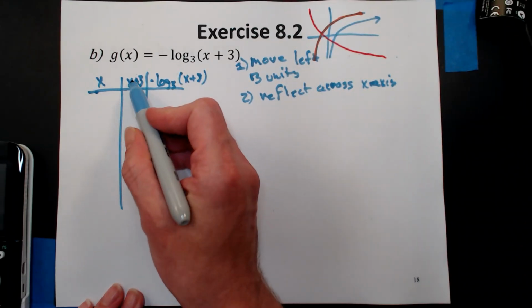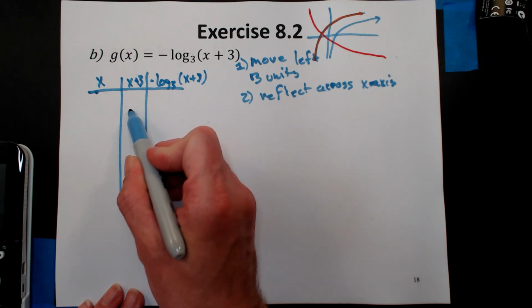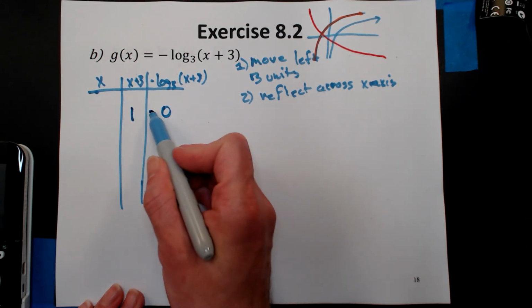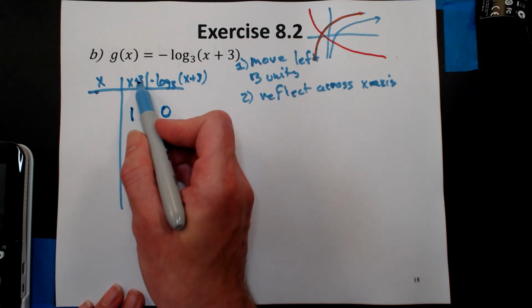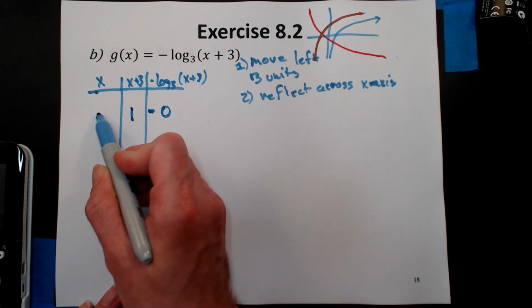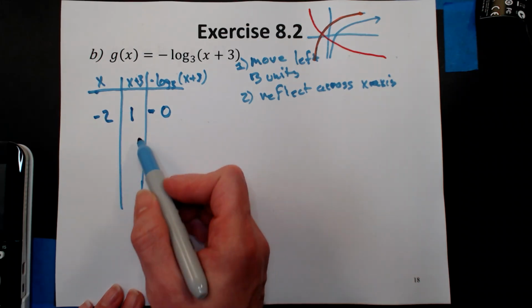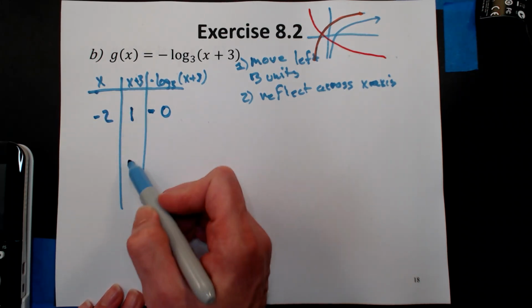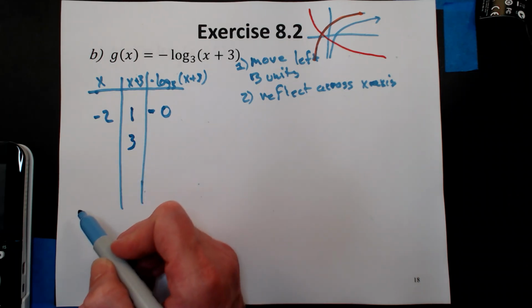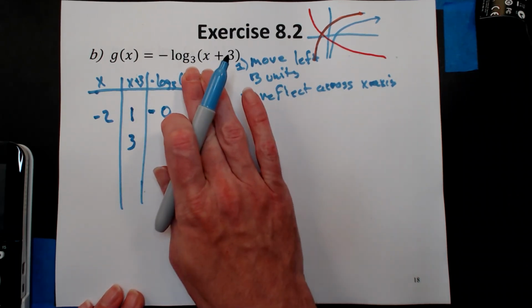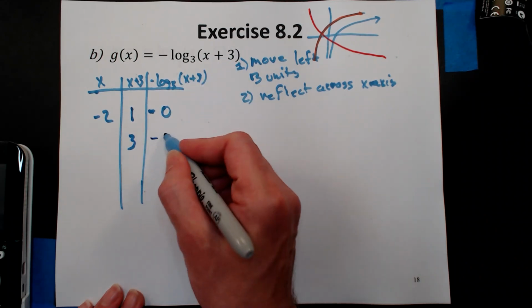So what would give me a whole number power of 3 here would be 1. That would give me 0, negative 0 back out, which is still 0. So that means the original x had to be what? If I had to add 3, this would have to be negative 2. If I want this to be a power of 3 in this column, so 3 is a power of 3. So over here, if I plug in 3, log base 3 of 3 is 1. That would make it negative 1.